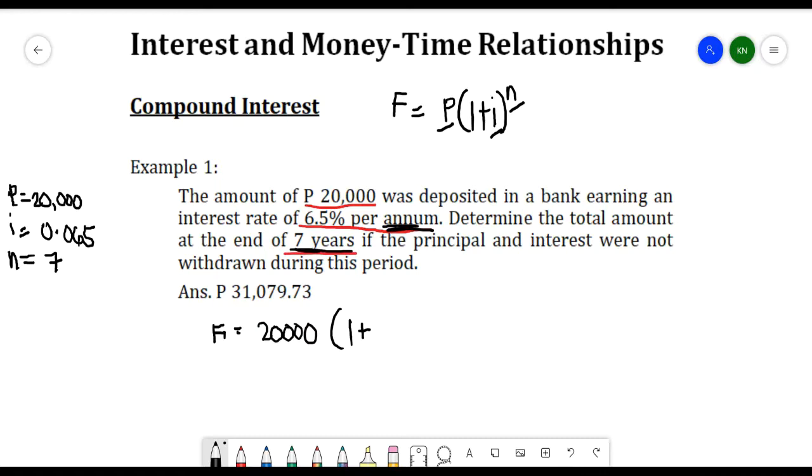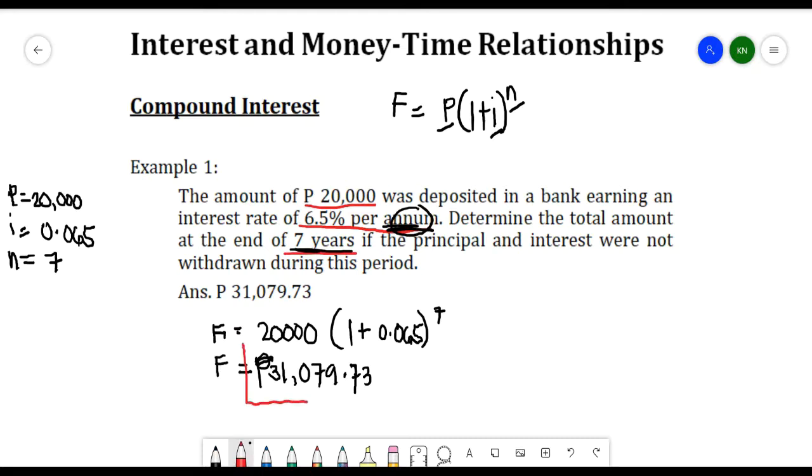Since that is just compounded annually, or per annum, there's no need to divide that by any number. So we have 0.065 raised to n, which is 7. If you calculate that, it is equivalent to 31,079.73 pesos. So this is the money that you'll get after 7 years if you have deposited 20,000 and it is compounded annually at 6.5%.